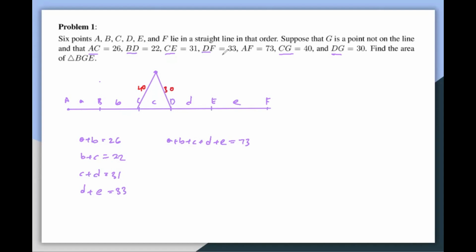Okay. And what else do we know? And then we want to find BGE. So B, G, and then E. So we are looking for the area of that triangle. So first, maybe we can find all the variables. That might be our first good step.